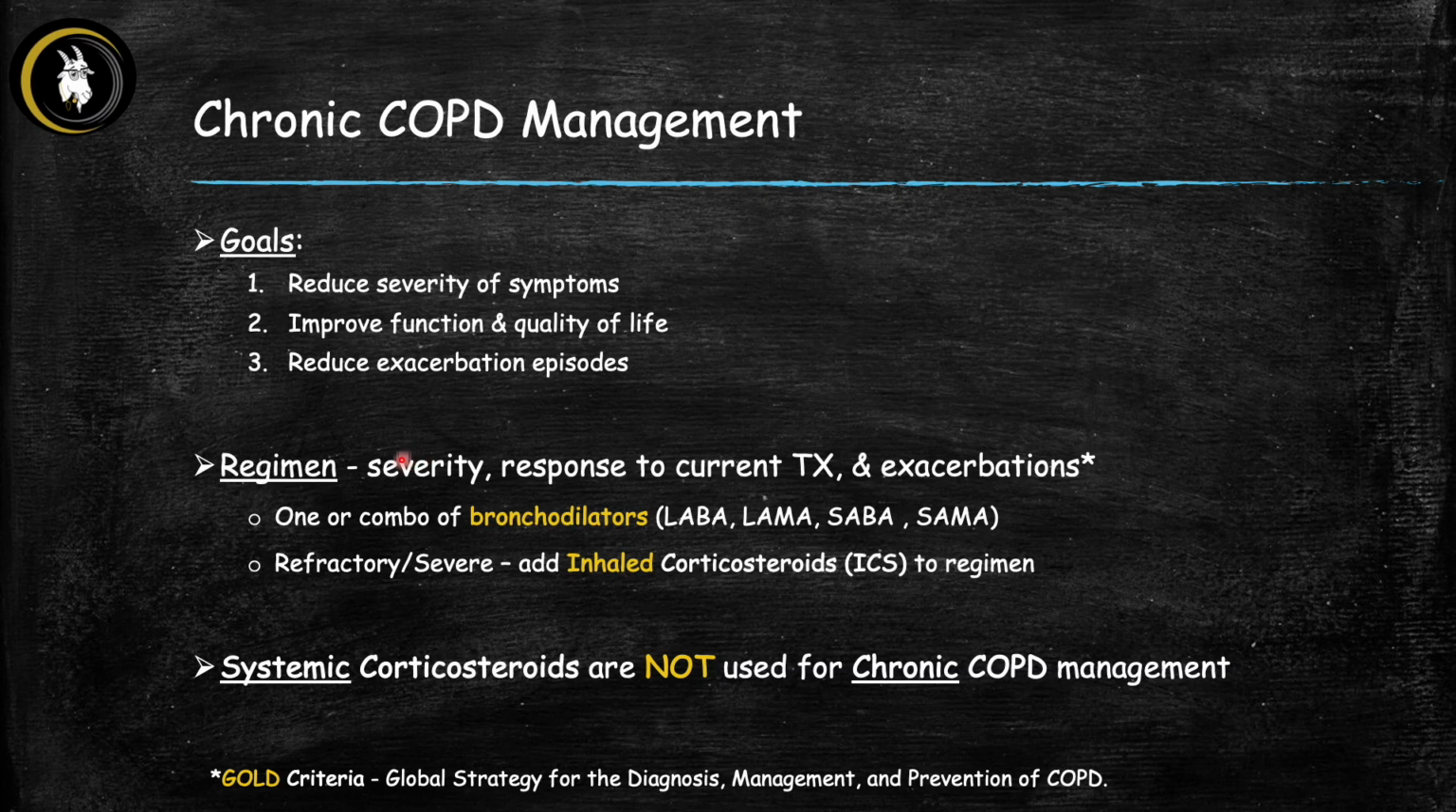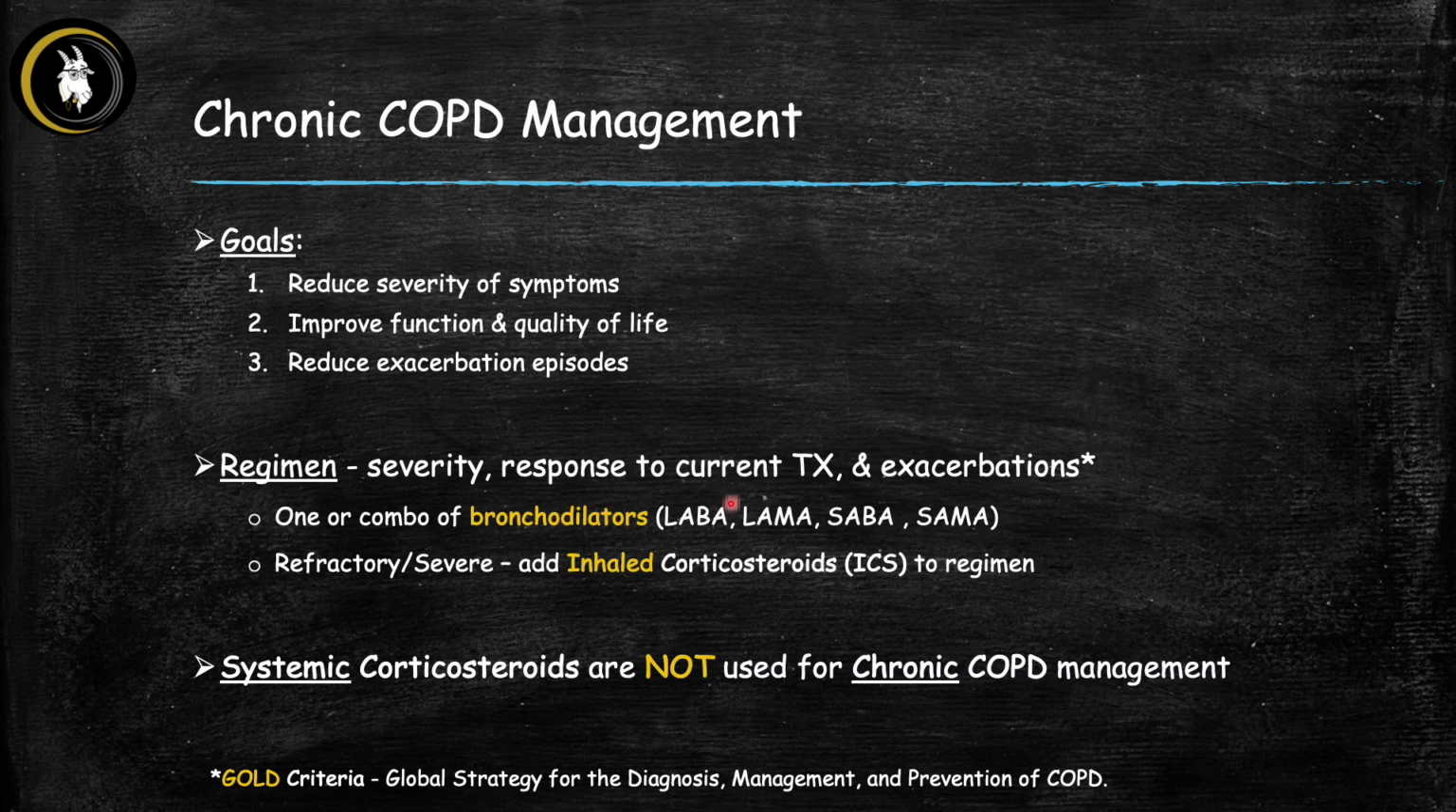And so the treatment here is going to depend on basically the severity of their symptoms, their response to the medicine that they're already taking, and how many episodes of exacerbation they've already had. And there's actually a clinical decision tree that takes all of this information into account. It's called the GOLD criteria, and it basically gives the patient a severity score, and based on that comes up with a treatment regimen.